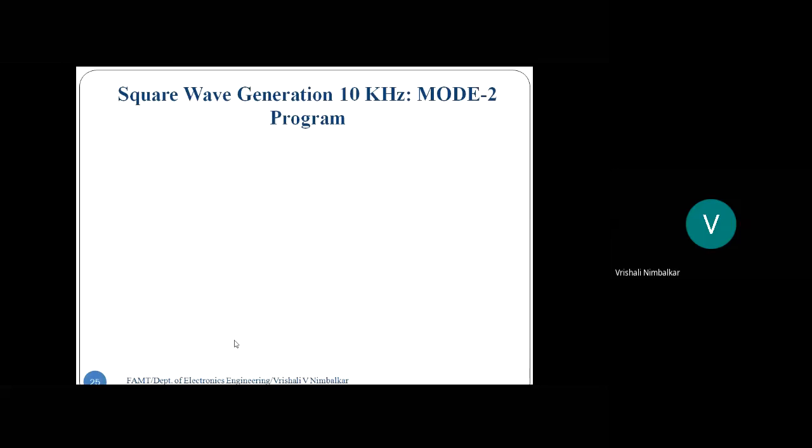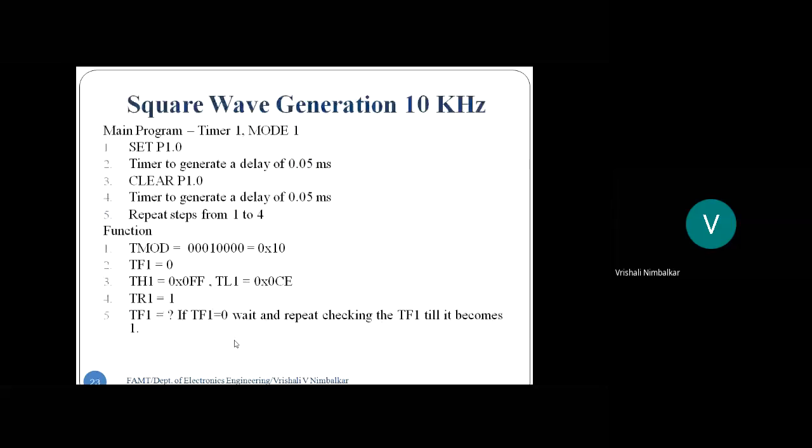So just let me show you the mode 1 algorithm. That's mode 1. Send logic 1 on P1.0, call the timer program. Clear P1.0, call the timer program. And since the timer is in mode 1, it is only a one-time count operation. So we initialized TMOD, we loaded the count, we checked the flag, we cleared the flag, stopped the timer, and we returned back. So this was mode 1 square wave generation.